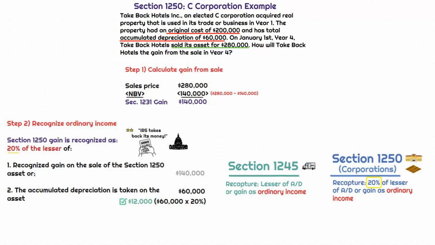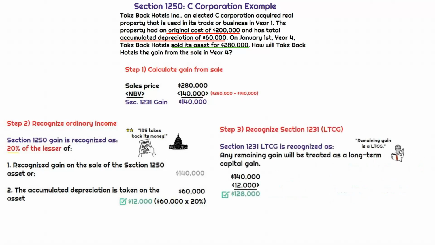So we're going to go with the $60,000 amount, only we're not going to recognize the entire $60,000 amount as ordinary income. We're going to recognize 20% of it. Okay, so very similar again to Section 1245, only key difference is we're taking 20% of the lesser of the two when recognizing our recapture. Okay, so $12,000, which is 20% of the $60,000 amount, is what is getting recaptured and will therefore be recognized as ordinary income. So the remaining portion of this $140,000 amount is ultimately what is getting recognized as long-term capital gain. Okay, so that's how we calculate $128,000 as our long-term capital gain.